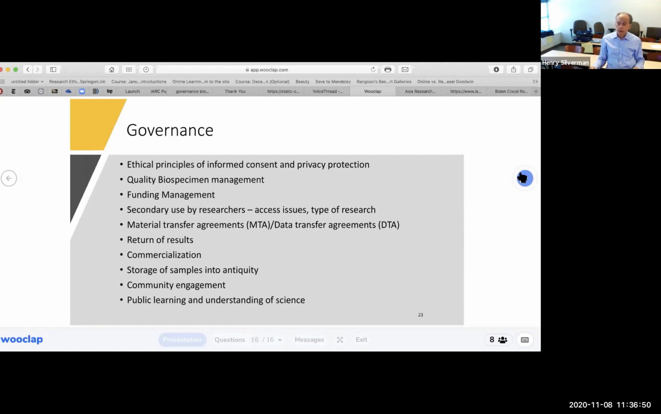processes of the biobank. Now, in this slide here, I have all the major issues involved in managing a biobank. We have ethical principles of informed consent and privacy protection, managing the quality of the storage of the biospecimens, funding issues, secondary use by researchers, material transfer agreements and data transfer agreements when you permit access to the biospecimens, return of results, commercialization, storage of samples forever, community engagement, public learning, and understanding of science.